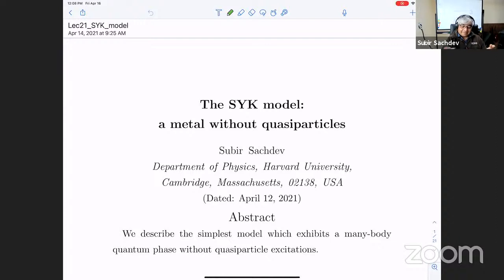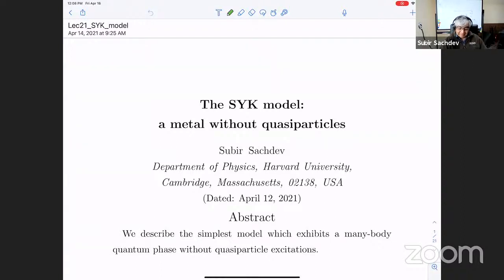So what we would like is a model for strong interactions in a metal, so that you lose the quasi-particle concept. Okay, so that's a difficult question, which people have been studying a lot in the last 20 years. And I would say at this point, there are basically two examples, and we're going to study both in the remaining part of the course. That's what the rest of the course is about: studying these models of systems without quasi-particle excitations.